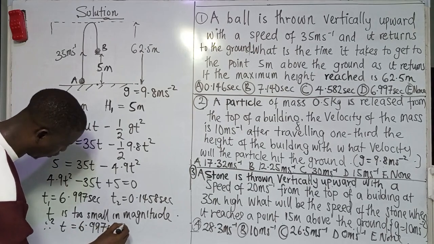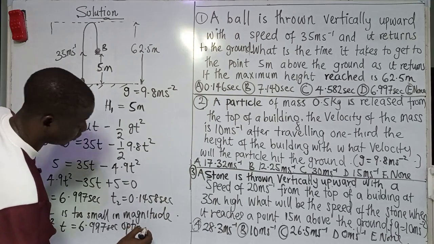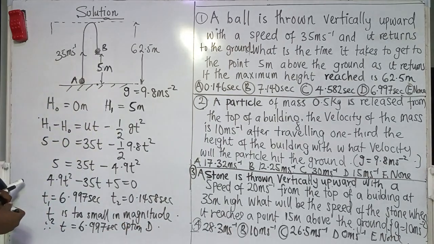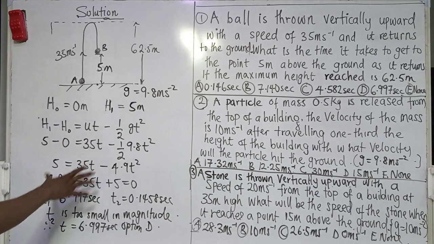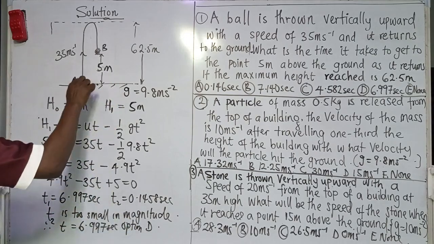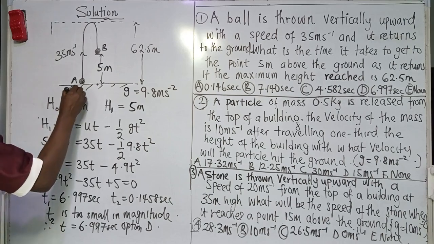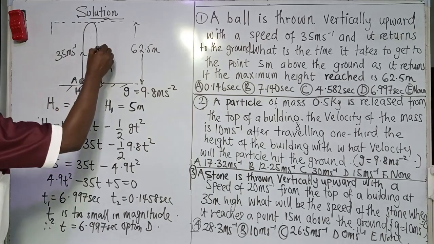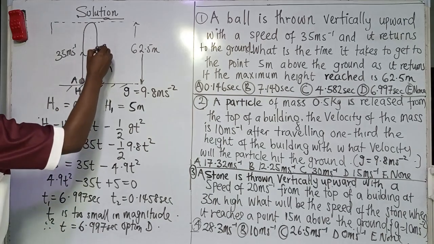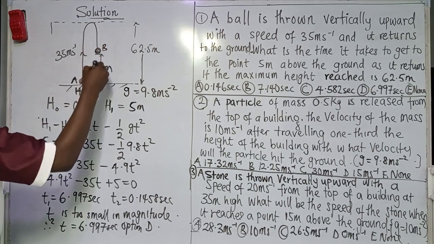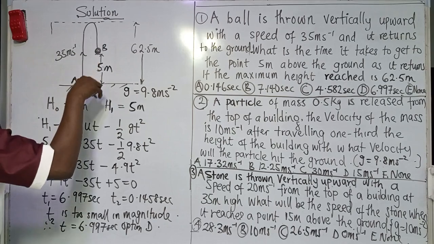Option what? That's option D. Now that is number one for us. So I hope you understand everything. Because the initial height, don't forget, is here. The final height will not be the height where the body landed. What is the height above the ground where the body landed?